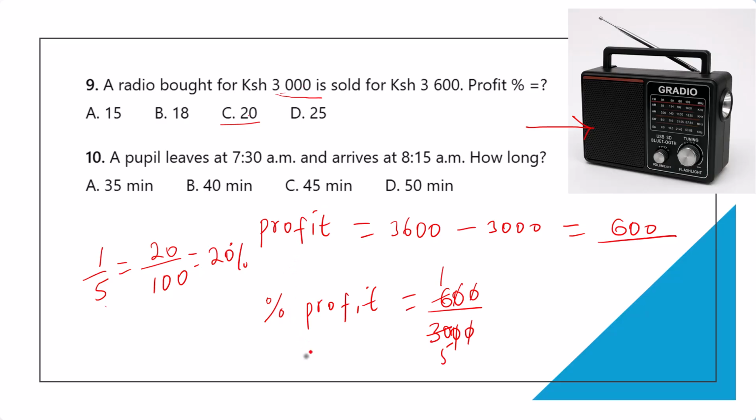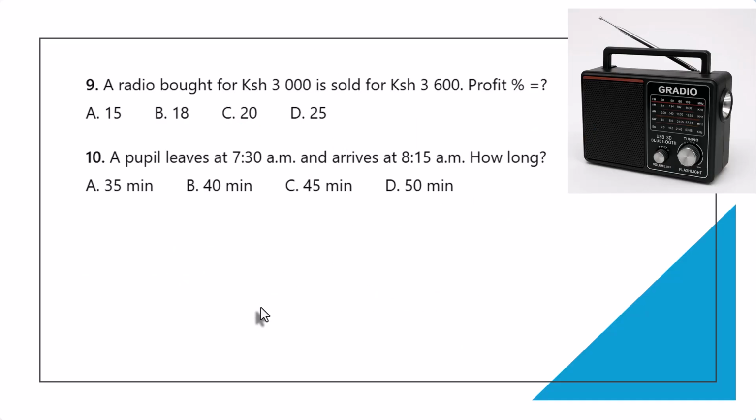Now we do the last question, which is question 10. Question 10 says, a pupil leaves at 7:30 a.m. and arrives at 8:15 a.m. How long did the journey take? So he left the house at 7:30 and arrived at school or wherever he was going at 8:15. Now let's think about this way. Let's do this up to 8 o'clock first, and then we do it up to 8:15. So we break it into chunks like that. So how long is that and how long is that?